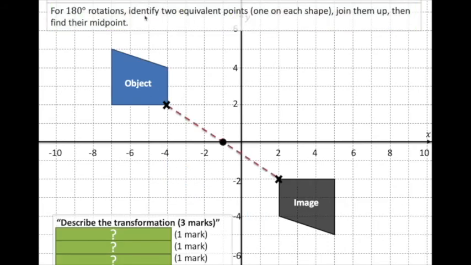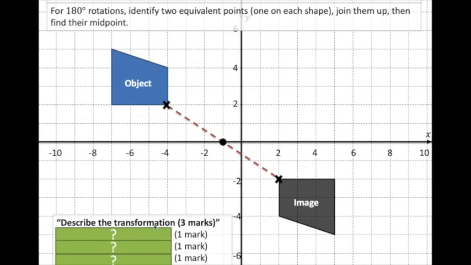The rule is you identify two equivalent points on the object and on the image. So let's pick that point there on the object. And of course, the corresponding point on the image is that point there. And then you connect the 2 points and find the midpoint. And that is the midpoint, and that is the center of rotation.